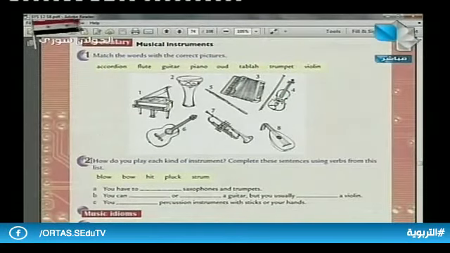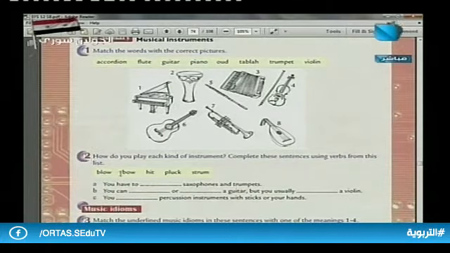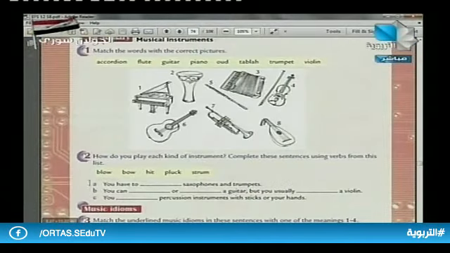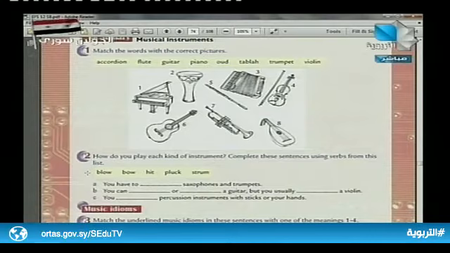We have in exercise two some verbs in the list: blow, bow, hit, pluck, strum. And we have some statements here. Let's start, Mr. Mazin, with the first one. Yes, please.